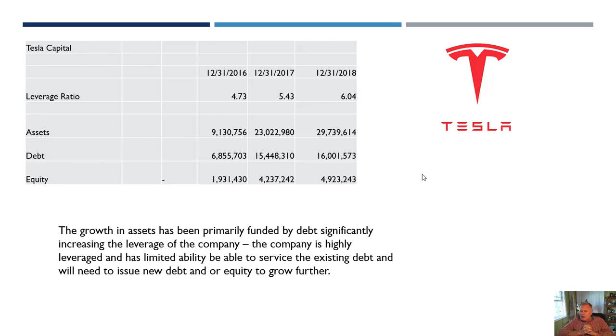So I looked at that and I'm interpreting it. I'm seeing this trend of leverage going up. So that's a look at Tesla. The next one we're going to take a look at is Kraft Heinz.